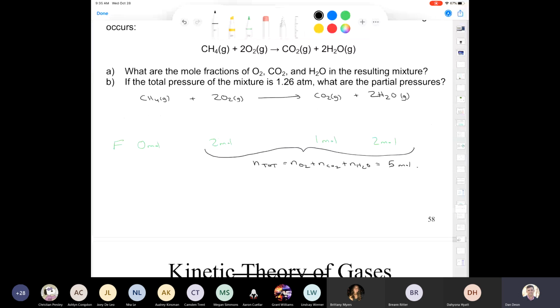So in the end, final, we're going to have 0 moles of methane, 2 moles of oxygen, 1 mole of CO2, and 2 moles of water, or water vapor, I should say. And so now I'm going to erase all this.